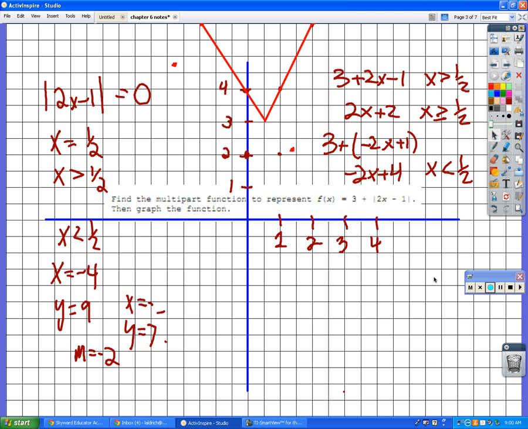And so that gives me the V-shaped graph that you guys said we were supposed to get from the very beginning. 3 plus 2x minus 1, so it's at 3 because it got moved up 3. It has a slope of 2 because of that number right there. So we took this absolute value function right here and rewrote it as two pieces, this one and that one. All right?